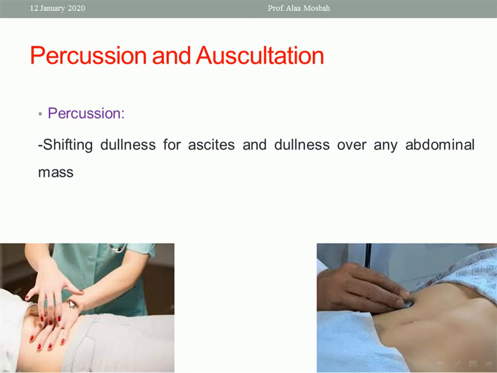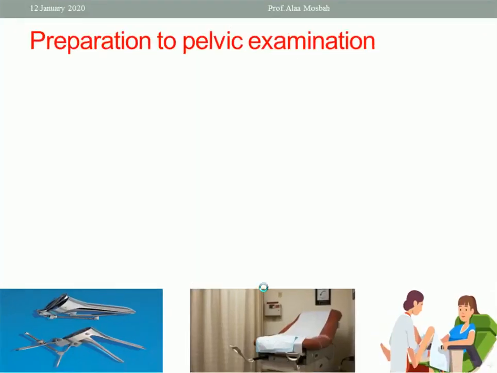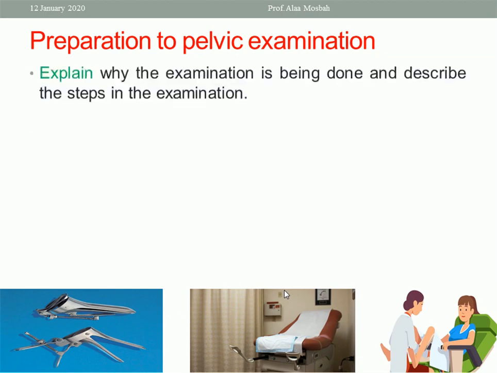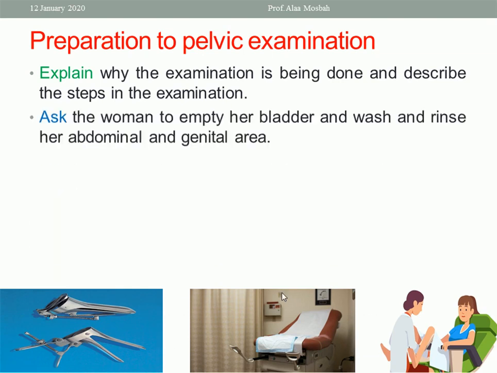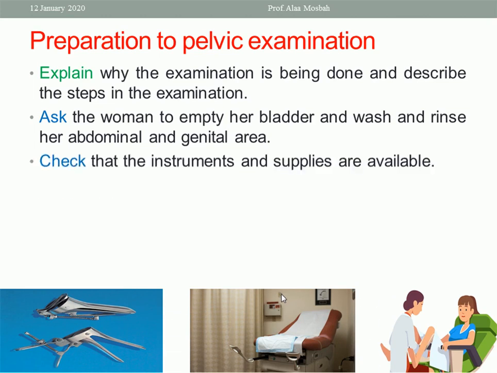This is the percussion, how to do it, and do auscultation to the abdomen like this picture to hear the intestinal sound and the venous hum. Then go forward for preparation to pelvic examination. Explain why the examination is being done and describe the steps in the examination. Ask the woman to empty her bladder and wash and rinse her abdominal and genital area for examination.